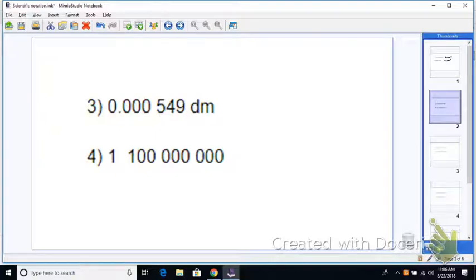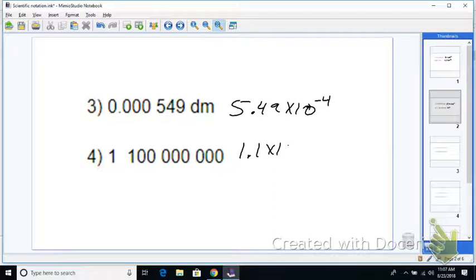So number 3 would be 5.49 times 10 to the negative 4. And then number 4 is 1.1 times 10 to the 9.